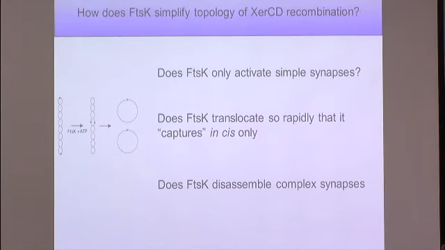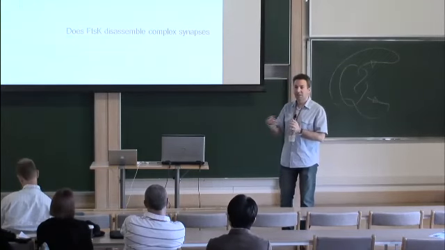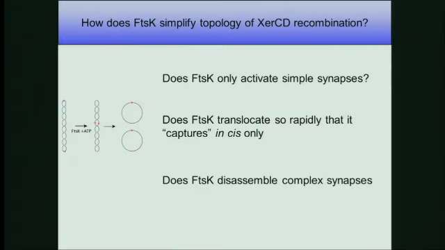So does FtsK translocate so rapidly that it captures these things without capturing any topology while it's doing it? Or it could be that FtsK is in some way set up so that it will only activate those synapses which are simple. So saying that perhaps it can see external topology and it knows what it's doing. And I think that's really attributing too much intelligence to the protein. Or it could be that FtsK somehow disassembles complex synapses. And again, it's hard to imagine how it could know which ones to disassemble and which ones to activate.